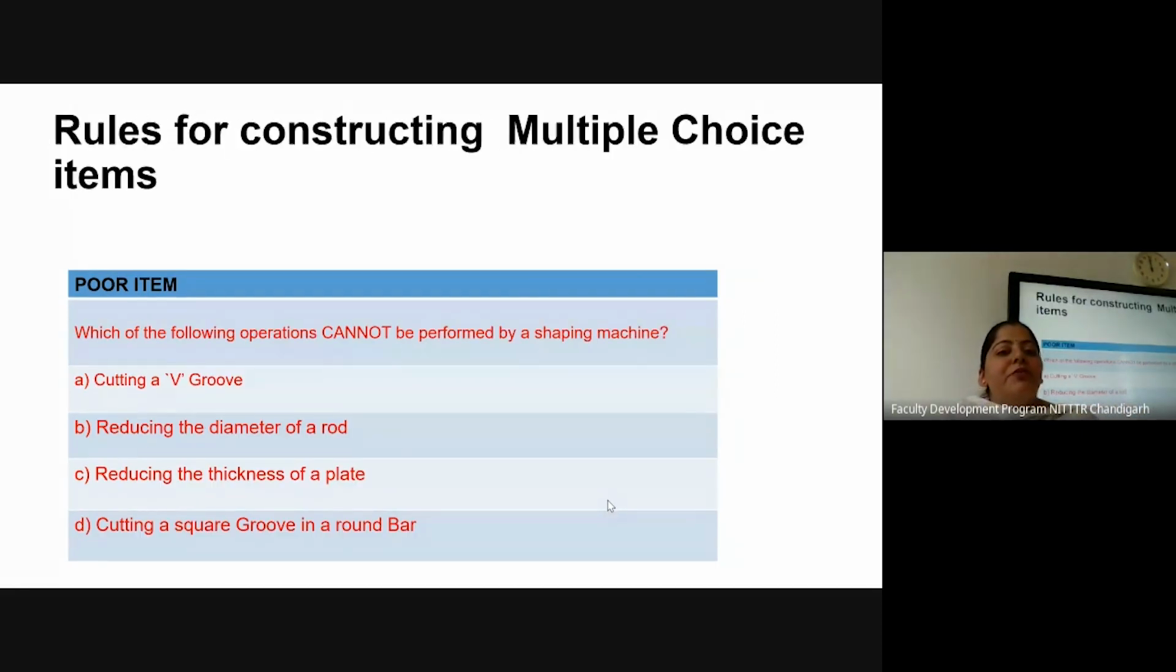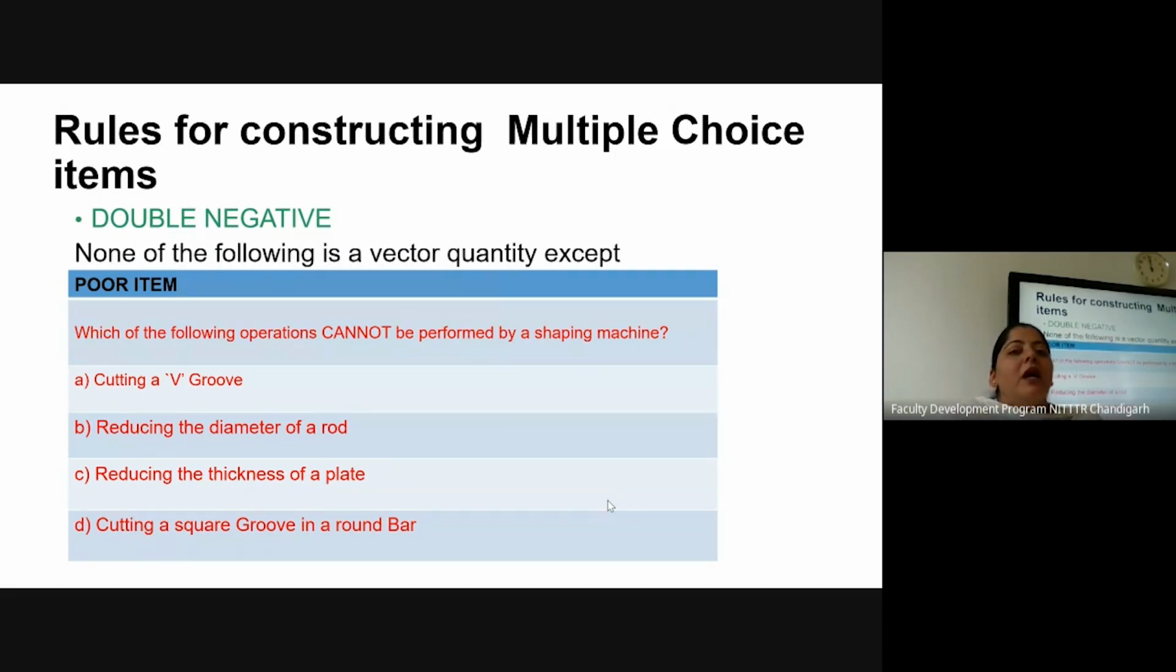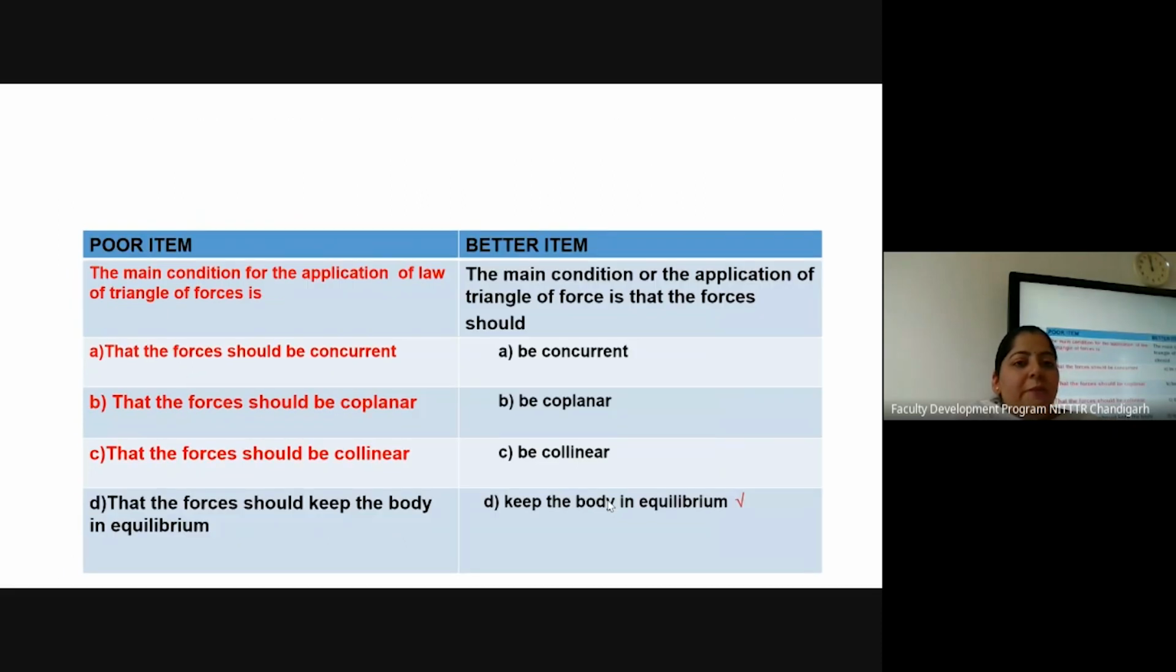Second is, "Which of the following operations cannot be performed by a shaping machine?" So this is again a "cannot be performed by a shaping machine" statement. It can also be converted into a positive kind of statement. "None of the following is a vector quantity except" can be the right statement to ask the student.